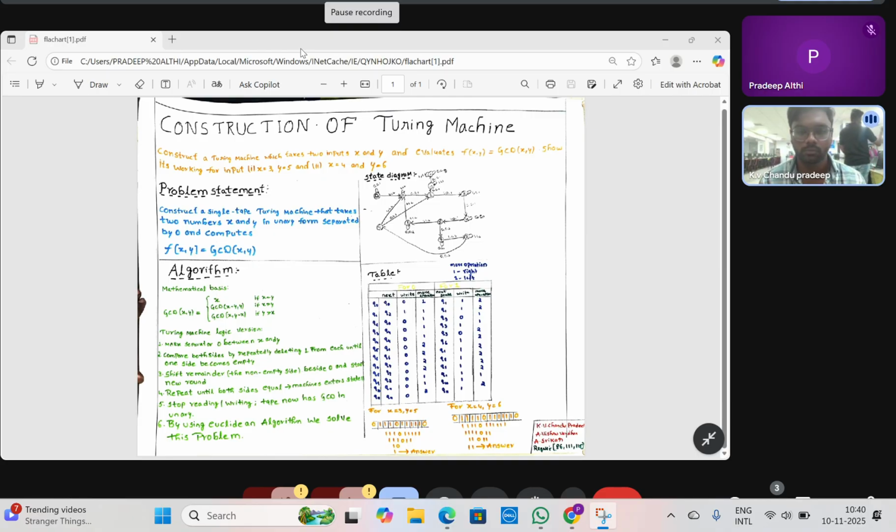We use the Euclidean algorithm, which works on the principle of repeated subtraction. We keep subtracting the smaller number from the larger until both become equal. Now, my friend Vishnu will be continuing this.